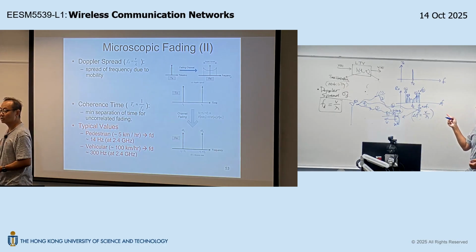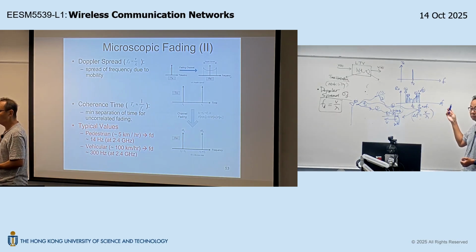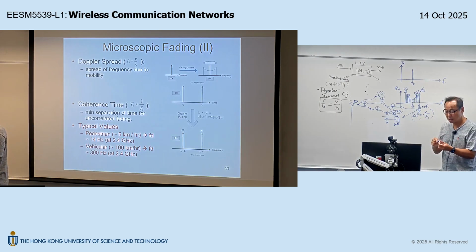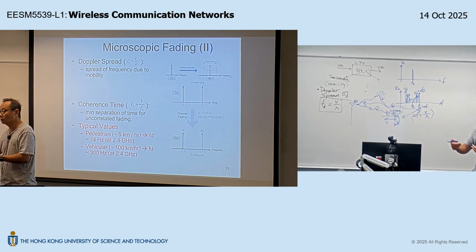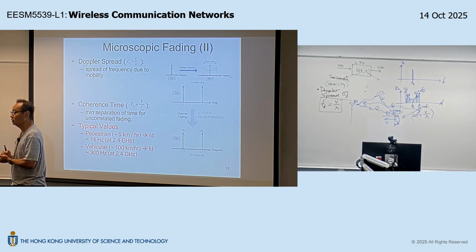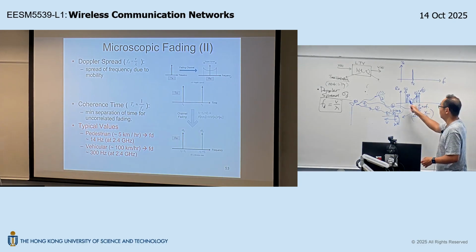So you put all these paths together, you get this entire spectrum. Is that okay? So that's the reason why you receive more than one frequency at the receiver. This is due to the aggregate effect of Doppler shift and multipath. Each path experiences a different Doppler shift. Is that okay? So collectively, you get this whole thing. This is called Doppler spread.